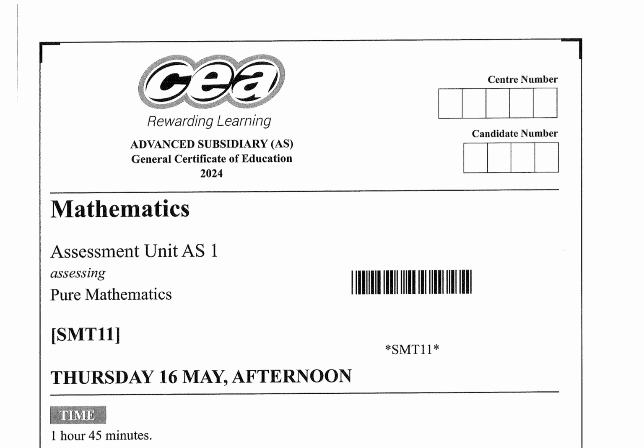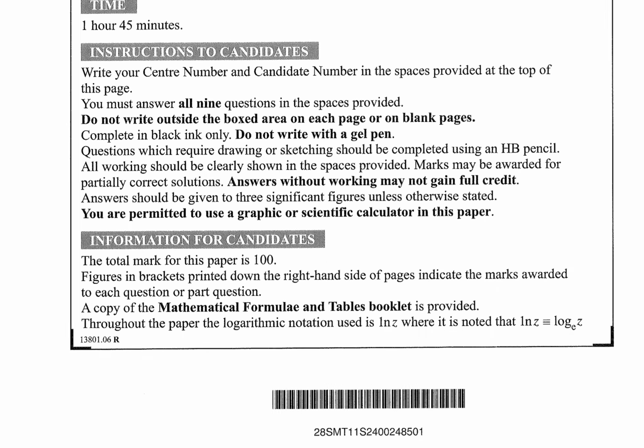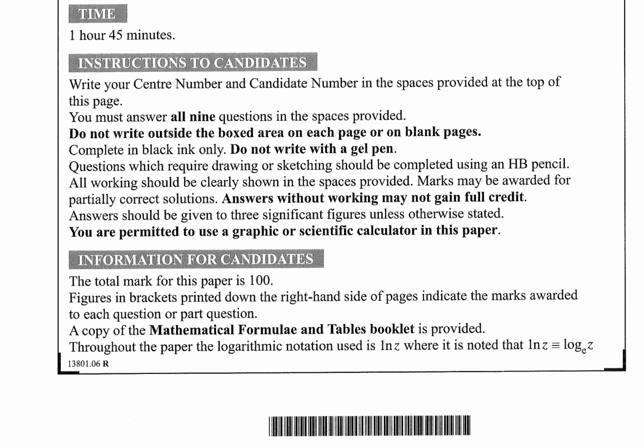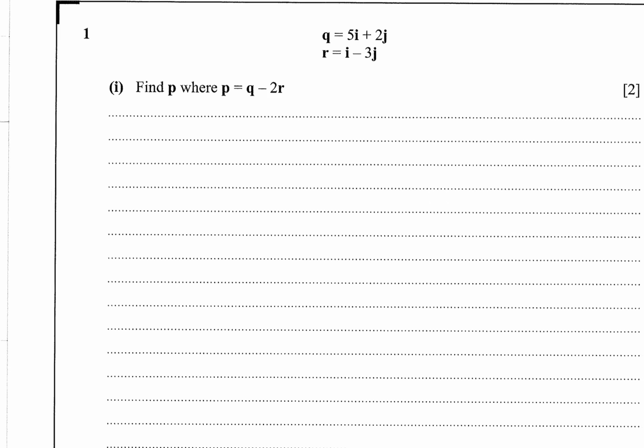Okay, these are the solutions to the 2024 AS1 examination. So this is the CCEA examination board. First thing you do is read the question. Does it tell you what to give the significant figures to? I don't see it there. So we'll just get cracking. The total is 100 marks.